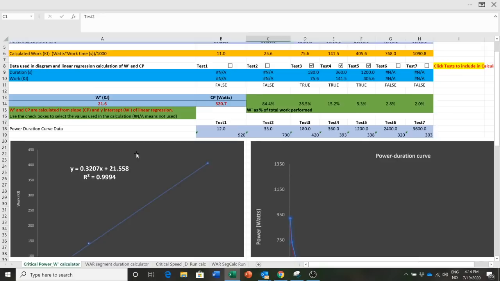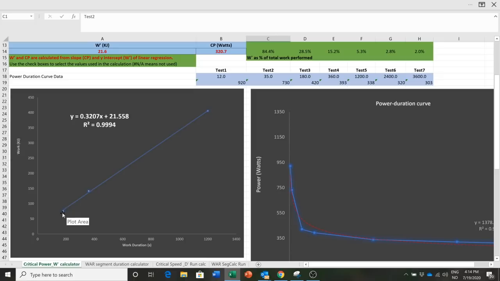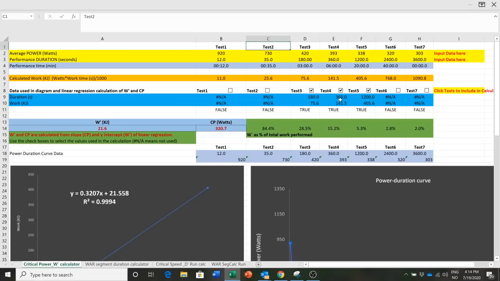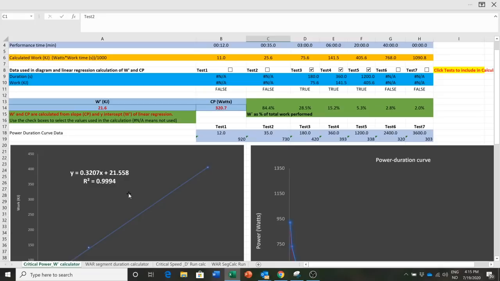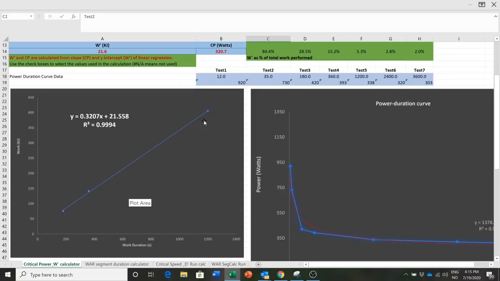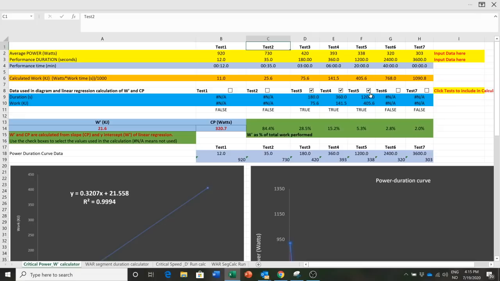Here I'm using these values: 3 minutes, 6 minutes, and 20 minutes. So that is exactly within the prescribed window by those who do research on critical power. Okay, so the values that I get then are about 321 watts and 21.6 kilojoules for the W prime.